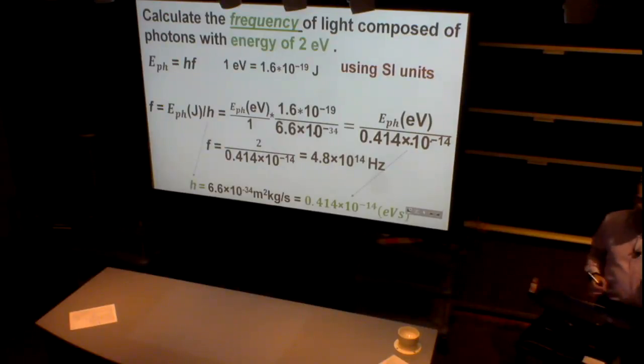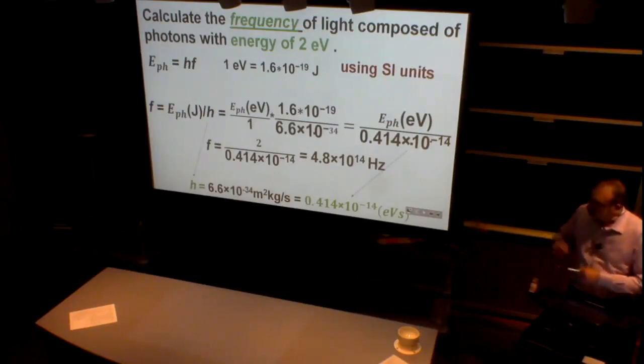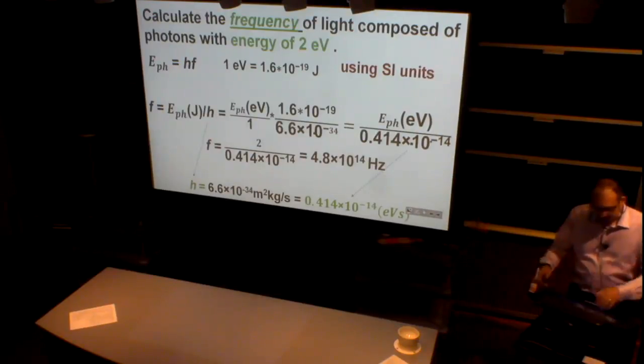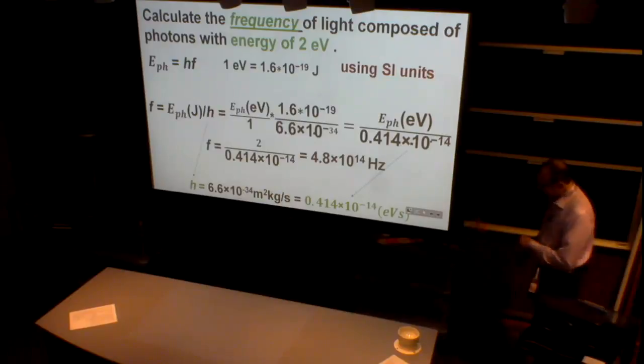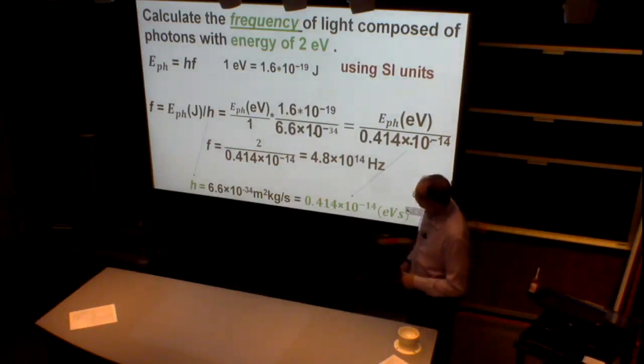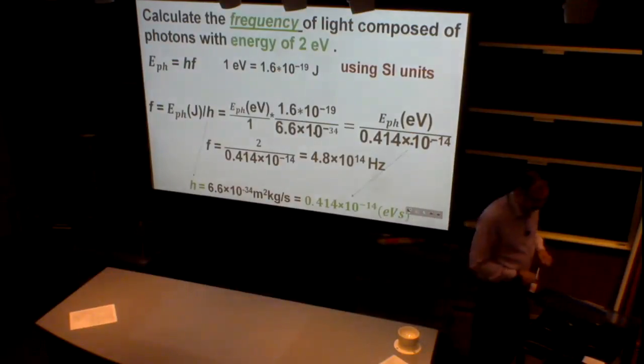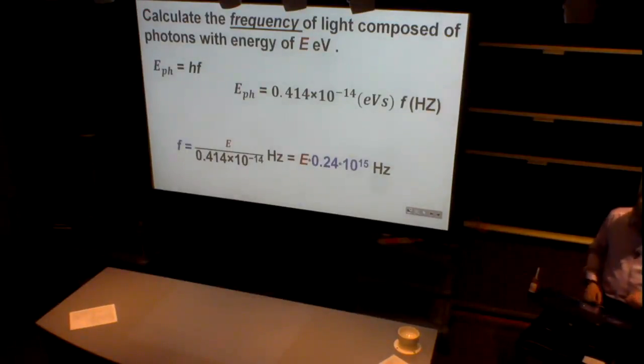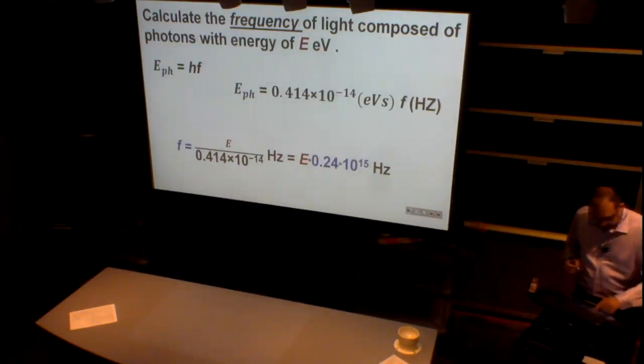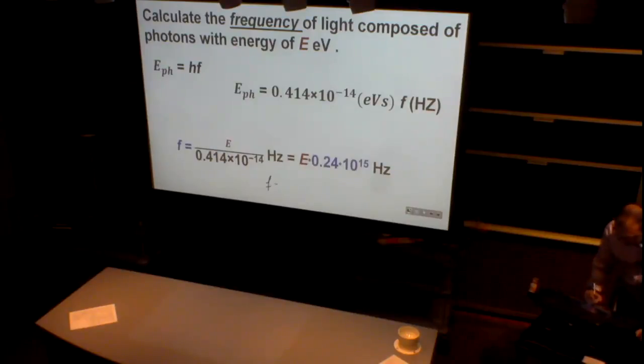Now, backward problem. If we know energy, and we need to calculate frequency or wavelength, what do we do? Well, we can, again, use the international system of units. This is an example. This example actually gives us a coefficient, the Planck constant, not in joules, but in electron volts. So in this particular example, the frequency will be equal to 2 electron volts times this coefficient. Well, different people use it slightly differently.